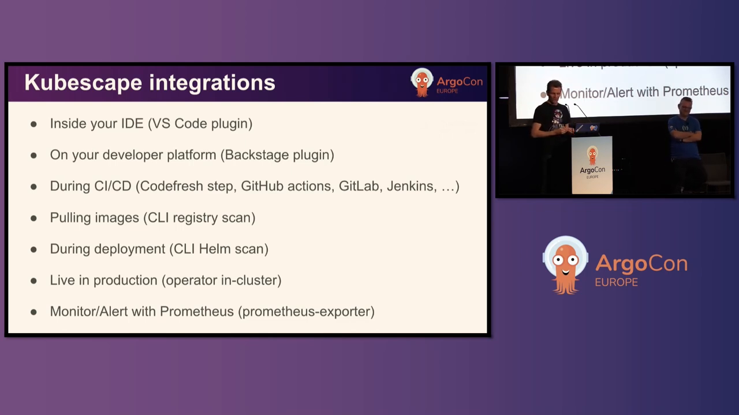And you can also integrate Kubescape into your registry scan from the CLI. You can also have continuous scanning if you use our Helm install to monitor all your workloads as they are scheduled in your cluster. Yeah, both of them. And we support alerting via Prometheus and Alert Manager through our Prometheus exporter tool.